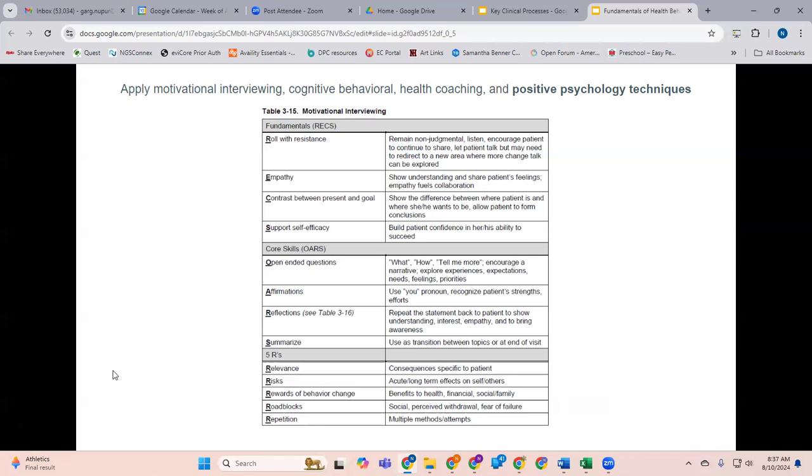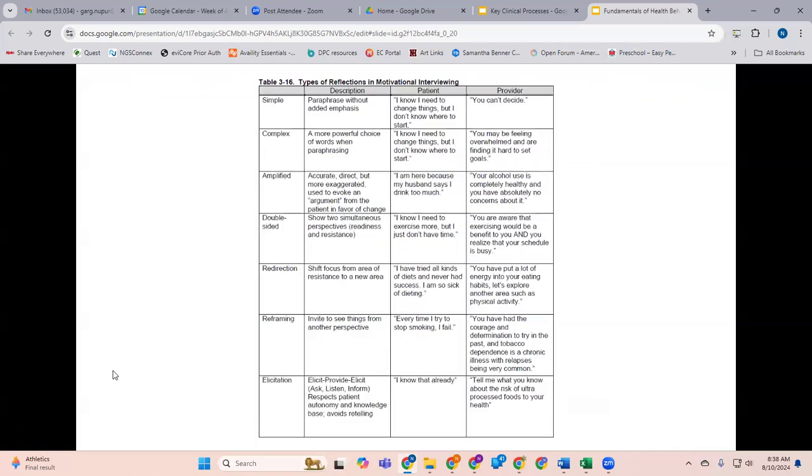And then support self-efficacy. Self-efficacy is going to come up in one of the next slides, so I'll talk about that. The core skills are open-ended questions, affirmations. The reflections are tested. So there are different kinds of reflections. These are the different kinds, and we've given you examples of each one, and what you could say. And then they will do this on the test, and they will ask you which one it is. And they're confusing, so I would spend some time on this chapter, on this table.